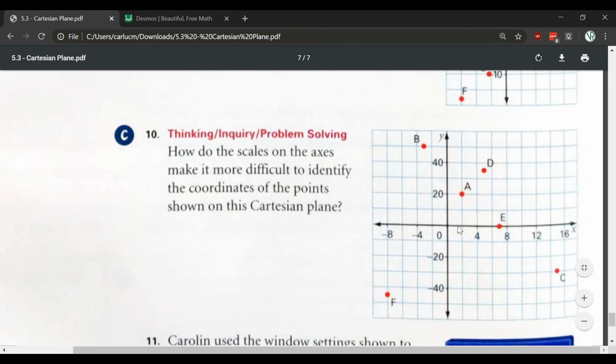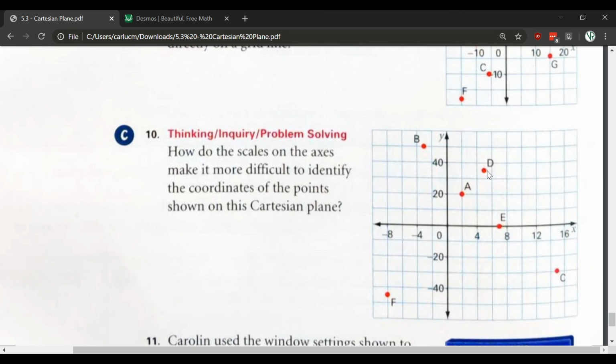If we look at D, it looks like about 5, and then this is 30 to 40 in between here, so that's 35. So maybe 5 and 35 would be the coordinates for D. It makes it a little bit harder with the varying scales, because you have a square grid, but each square doesn't represent the same height as it does width, and so it can make it confusing sometimes. You do have to be careful when you're working with these that you pay attention to the scales. Don't just assume if the x-axis is one that the y-axis is the same, it might be different.